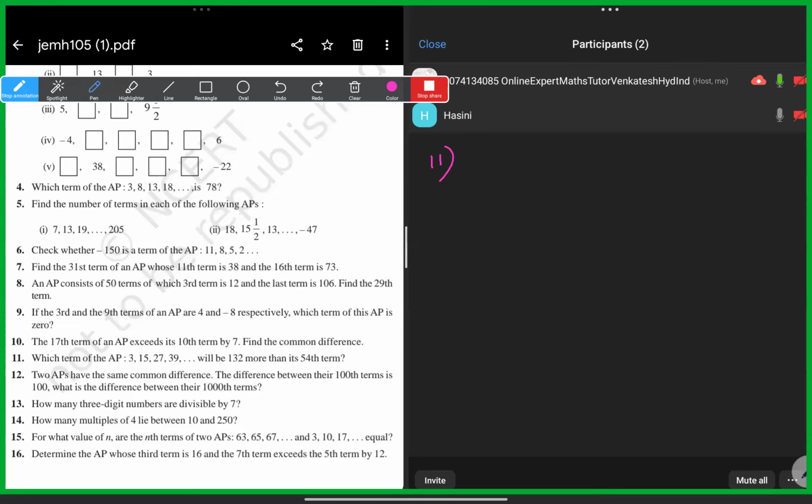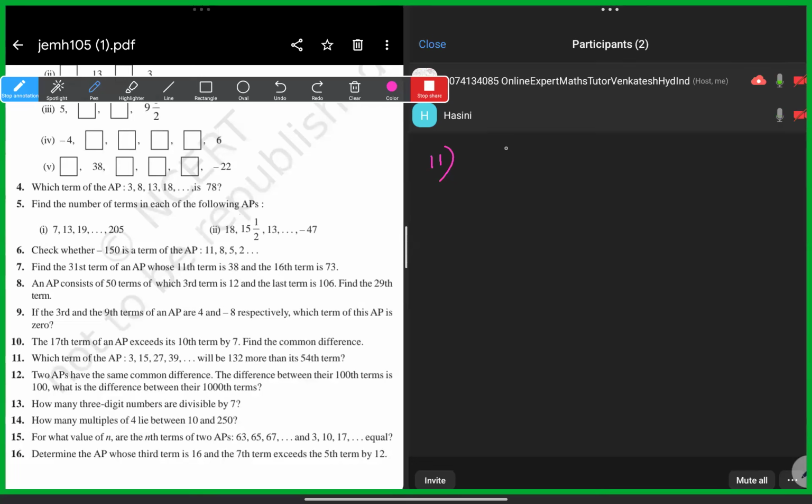This will read the question. Hasni, 11th one. Okay, sir. Which term of the AP 3, 15, 27, 39 will be 132 more than its 54th term?